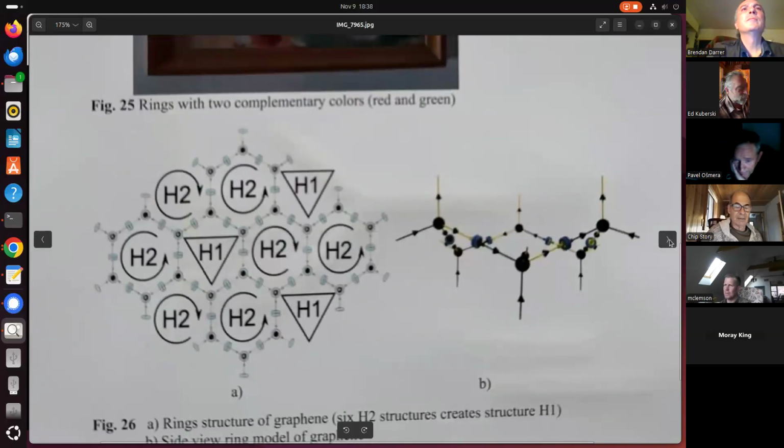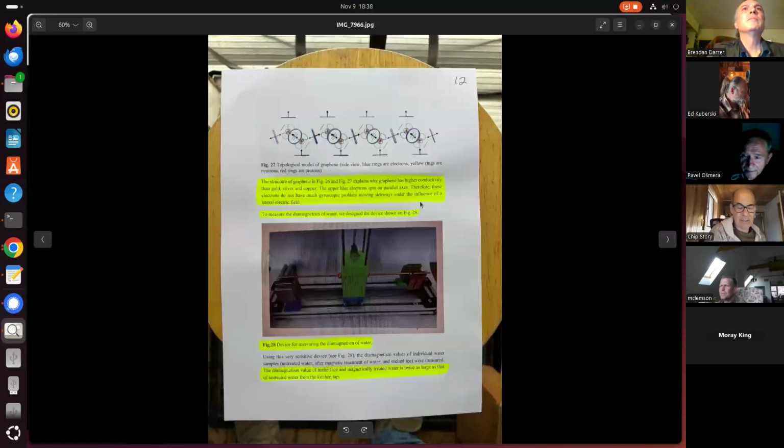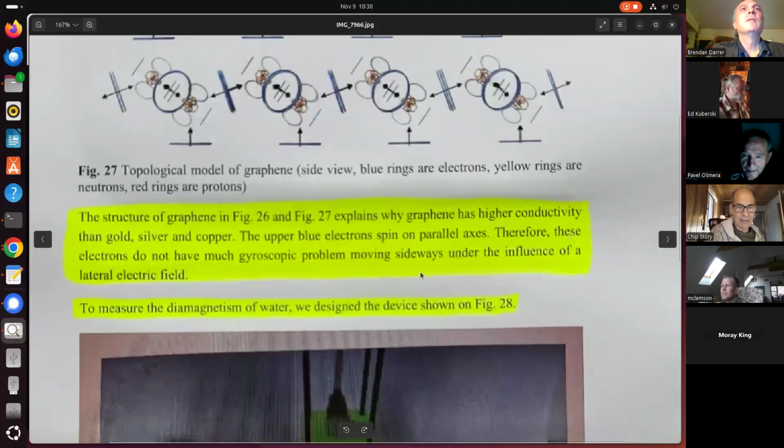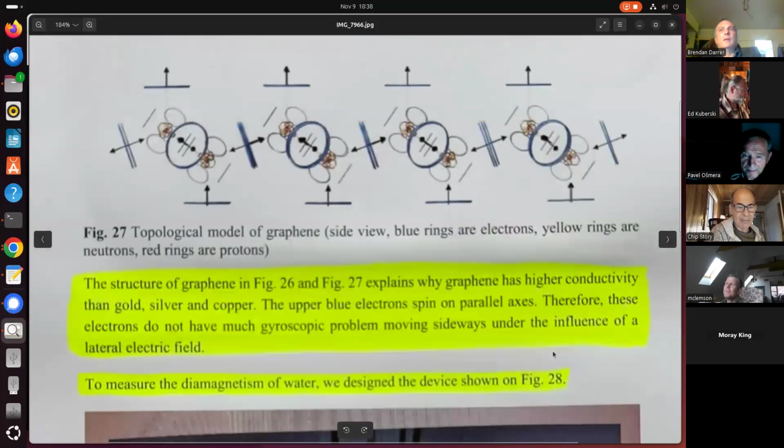This is amazing stuff, Pavel. All right, go on to the next page. Let's see what's there. All right, so figure 27 shows a topological model of graphene. Side view, blue rings are electrons, yellow neutrons, red are protons.